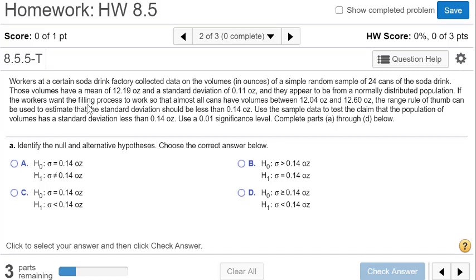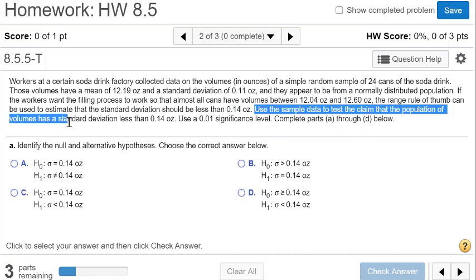If the workers want a filling process to work so that almost all cans have volumes between 12.04 ounces and 12.60 ounces, the range rule of thumb can be used to estimate the standard deviation, and that should be less than 0.14 ounces. They want us to use the data to test the claim that the population of volumes has a standard deviation that is less than 0.14 ounces, and they want a 0.01 significance level.